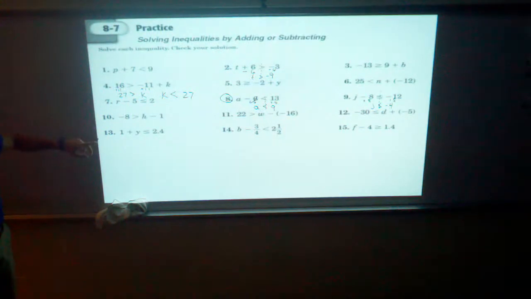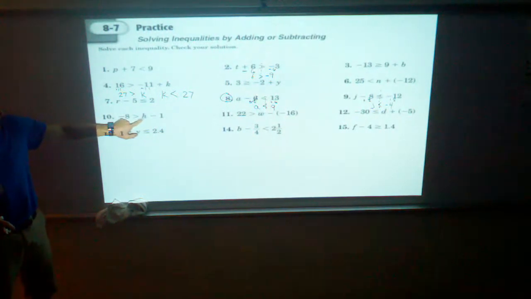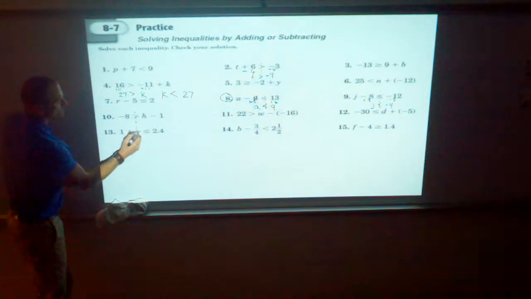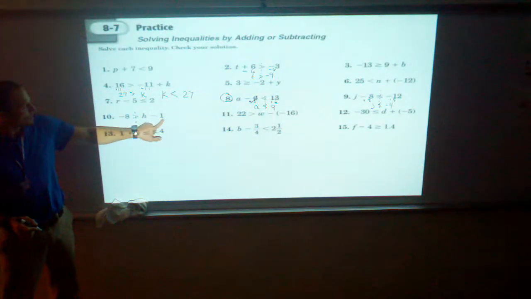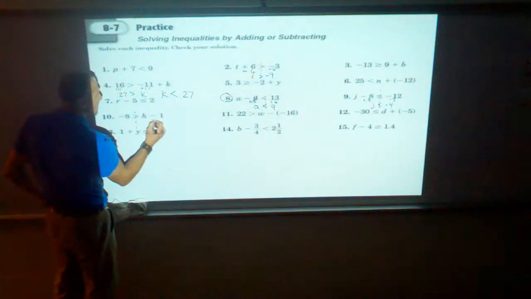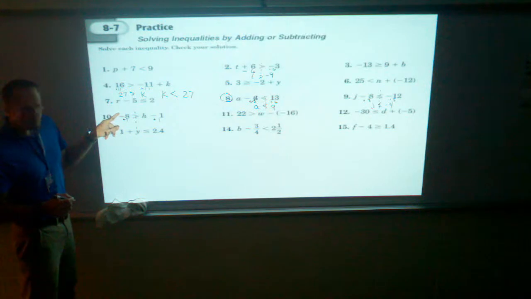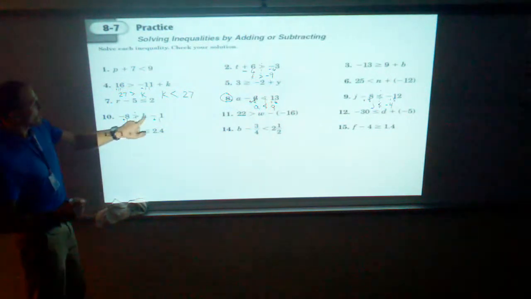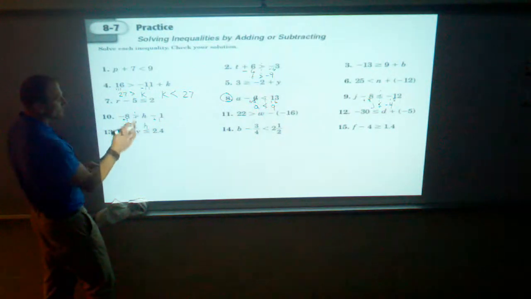All right. One more like that. Number 10. I've got negative 8 is greater than h minus 1. Start on the side with the variable. The opposite of minus 1 is plus 1. So I'm going to add 1 to both sides. Negative 8 plus 1 is negative 7. Your h has to stay on the same side, and your sign will stay the same.